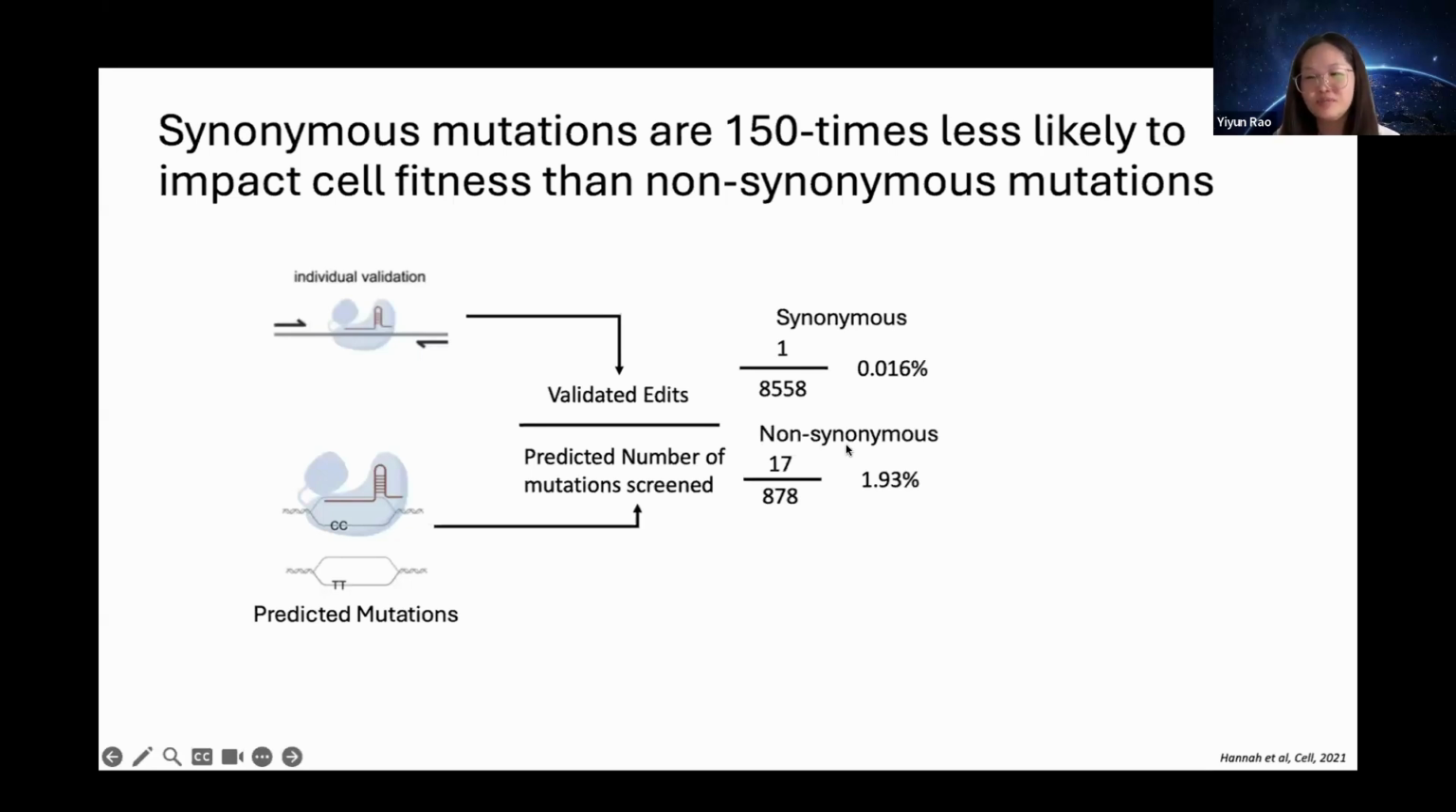And for the non-synonymous mutations, those sgRNAs have 70 hits that are potentially causal to the deleterious phenotype out of 800 sites we screened, and that gives us 1.93%. This difference is more than 150-fold. So that means the non-synonymous mutations are 150-fold more likely to cause a fitness effect.